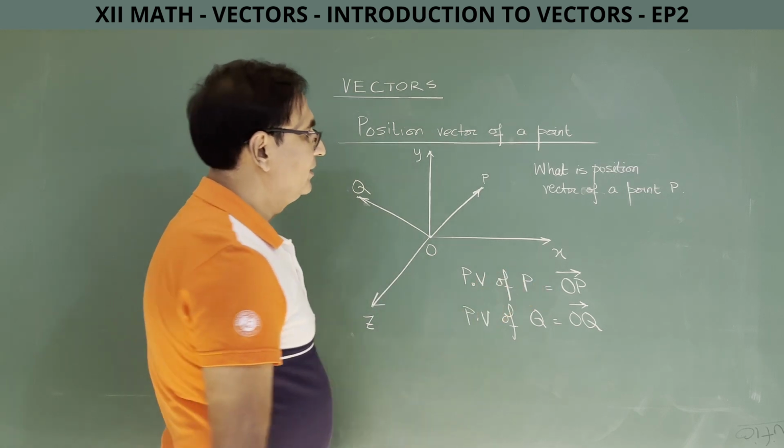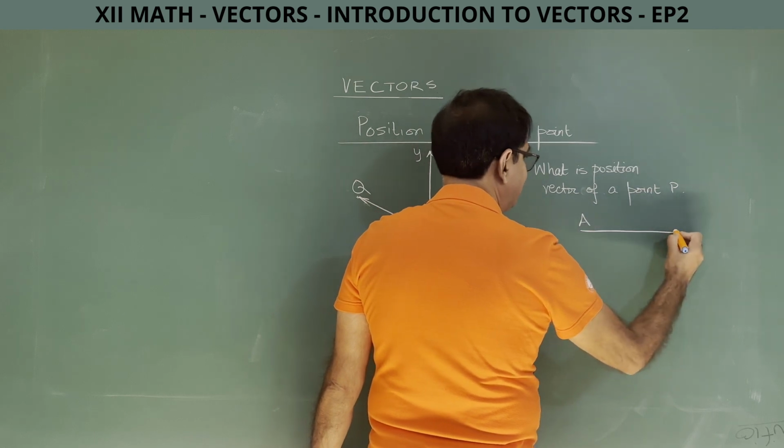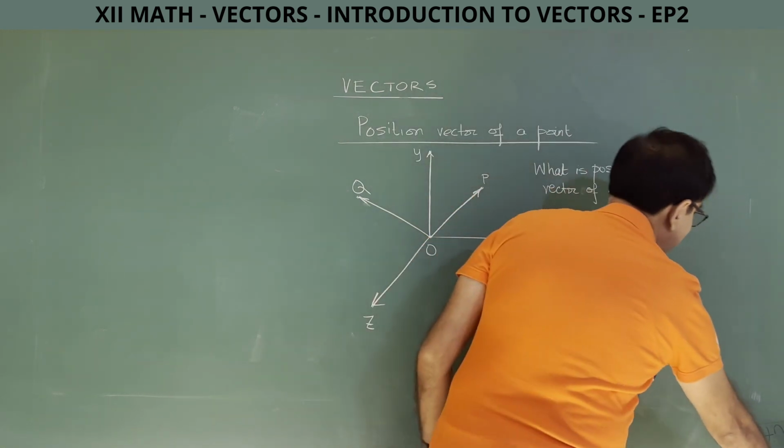When we go further, deeper into the vectors, suppose I have a line segment here AB. Let me make a separate diagram for you.